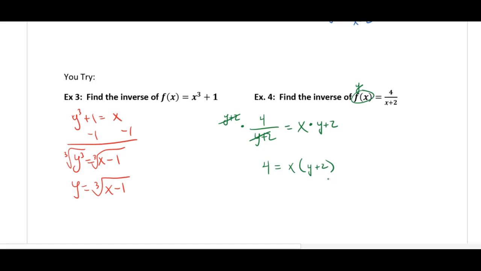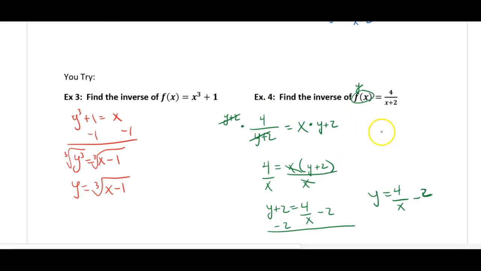Now, this is not one where you want to distribute. What I would do is just divide both sides by x. I would get y plus 2 equals, because these cancel out, 4 over x. And now all I have to do is subtract that 2. So y is equal to 4 over x minus 2. And how do we write our final answer? F inverse of x is equal to 4 over x minus 2.